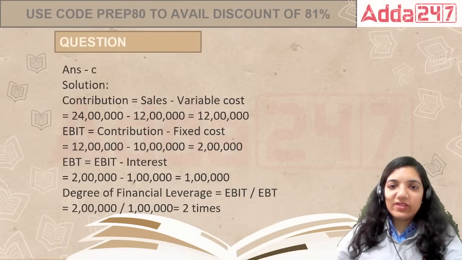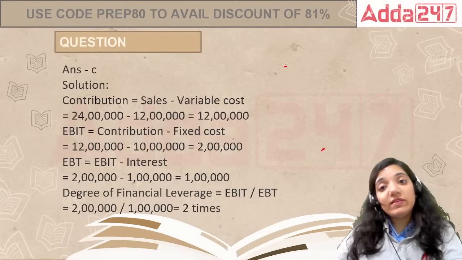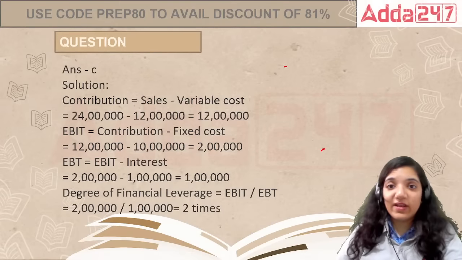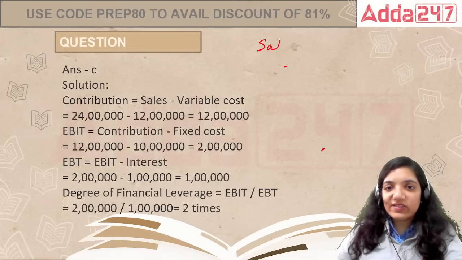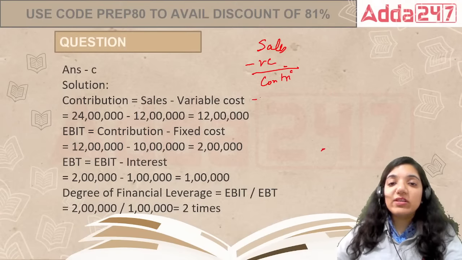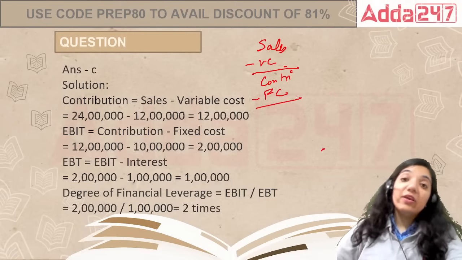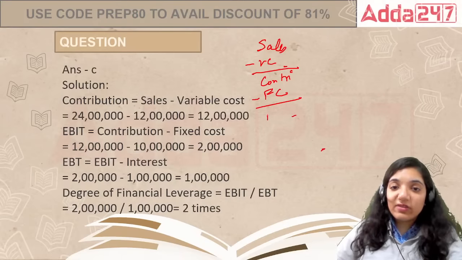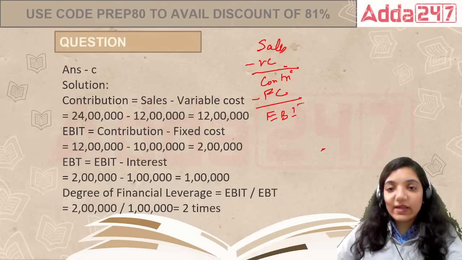One of the basic ways to learn this part, which is helpful in module B but also in module C as well. The formula is you take your sales, you remove the variable cost out of it. What you get is contribution. Once you get the contribution, then you remove the cost. You first remove variable, then you remove the fixed. This will give you the earning before interest and tax.